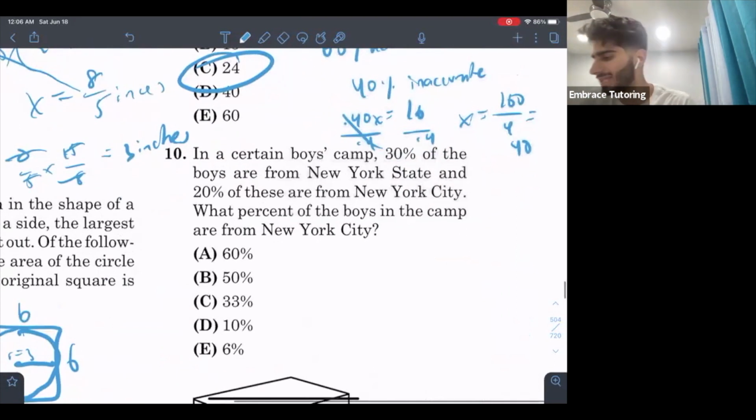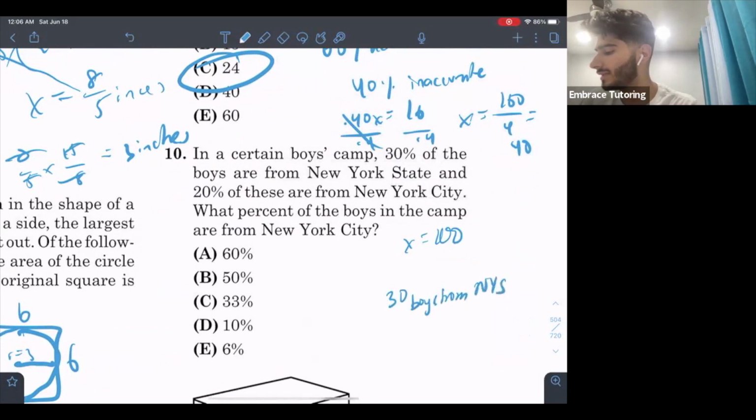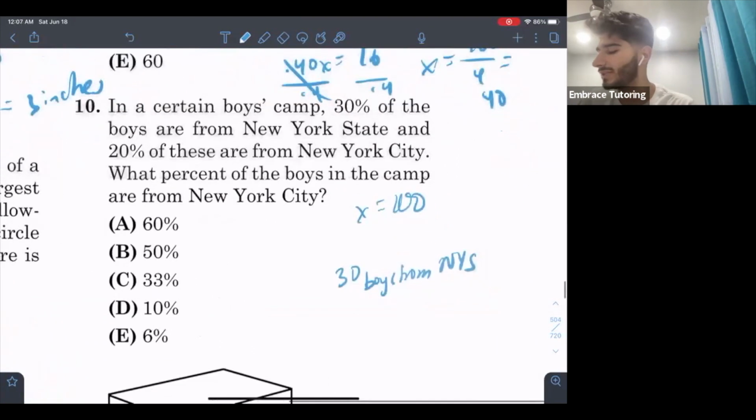Question 10. In a certain boys camp, 30% of the boys are from New York State and 20% of these are from New York City. What percent of the boys in the camp are from New York City? So what you can do here is, let's say x is equal to 100 people. 30% of the boys are from New York State, so 30 boys from New York State. And then 20% of these boys are from New York City. So 20% times 30, 0.2 times 30, which is 6 from New York City.